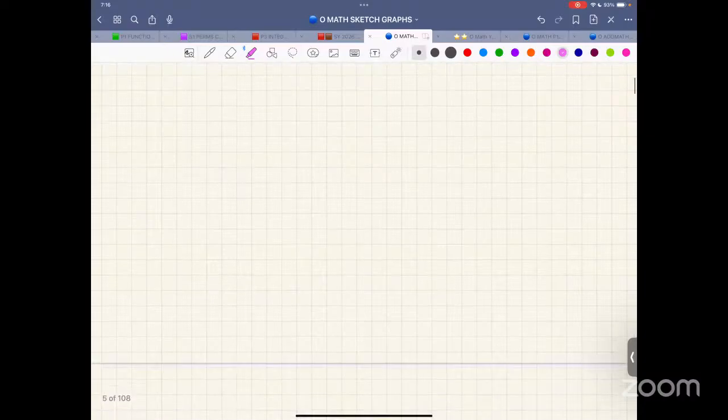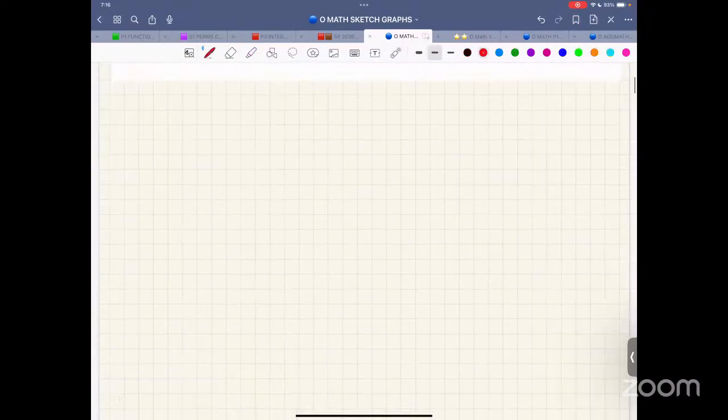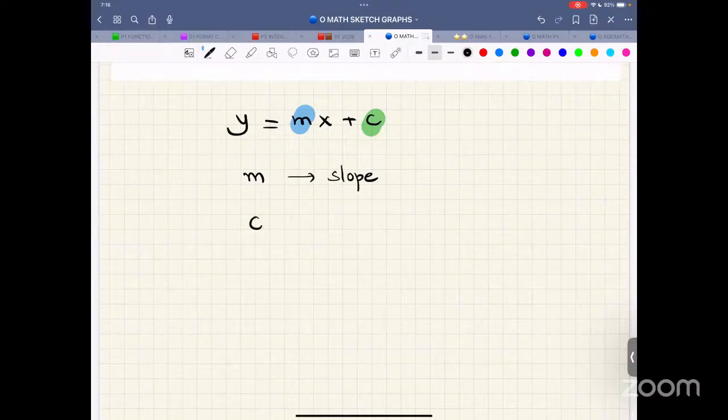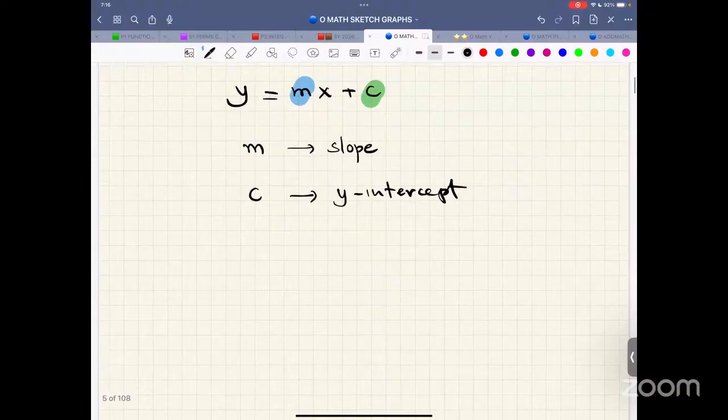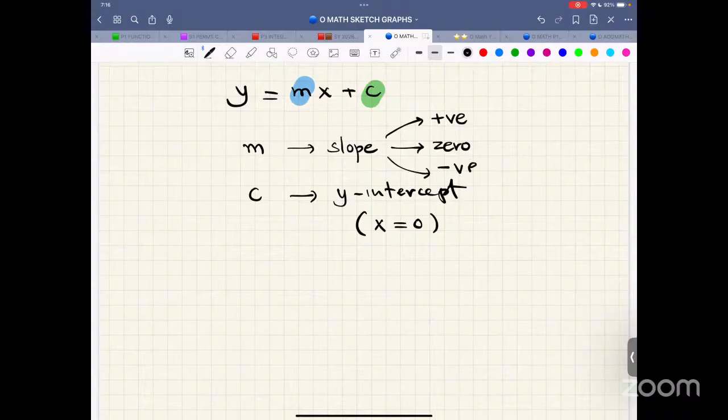Now, when we talk about the linear function, we talk about y is equals to mx plus c. Everyone knows this. X and Y are variable. This M is the slope and C is the y-intercept. So M is slope and C is y-intercept, where the line cuts the y-axis. That means X coordinate is 0. Slope can be positive, slope can be 0, slope can be negative, slope can also be undefined.